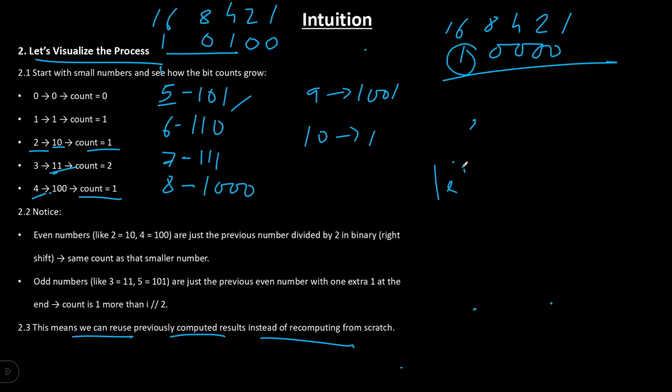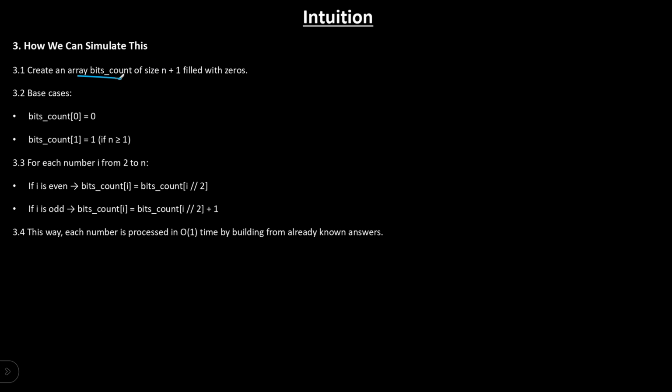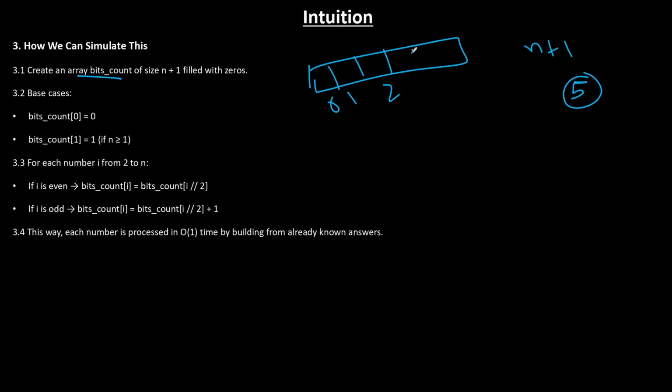So let's understand how it works, right? We understood the intuition and the visualization process. Now let's verify this statement. We can create an array named bits count of n plus 1 size. Suppose let's take the example of 5. So it will be 0 1 2 3 4 5, right? Size is 6 of the array.